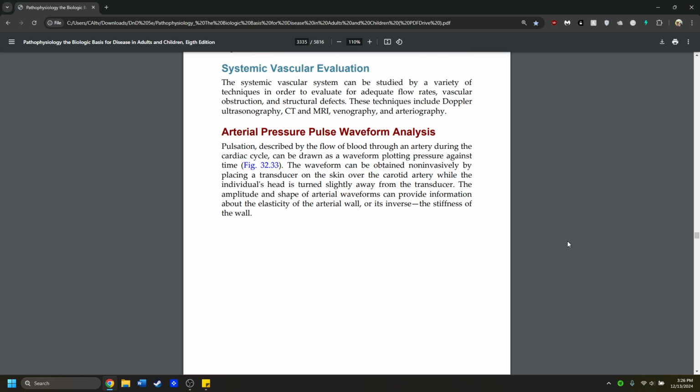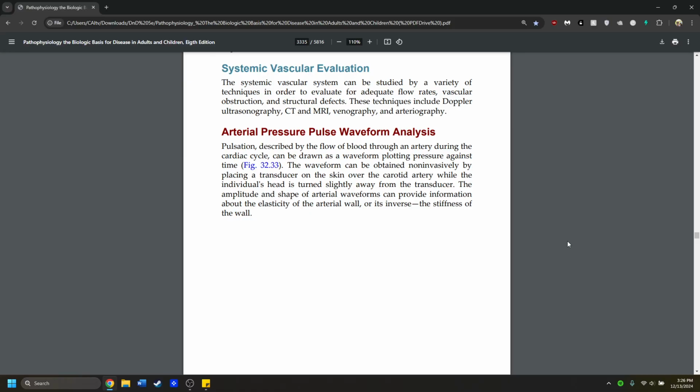Systemic vascular evaluation. The systemic vascular system can be studied by a variety of techniques in order to evaluate for adequate flow rates, vascular obstruction, and structural defects. These techniques include Doppler ultrasonography, CT, MRI, venography, and arteriography.